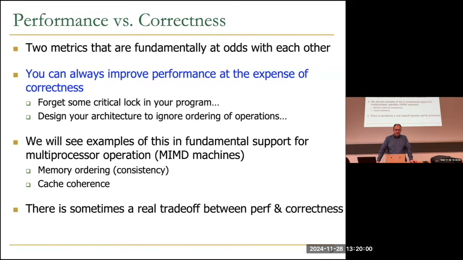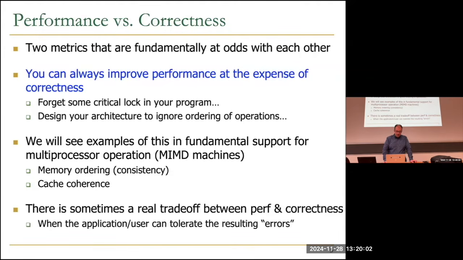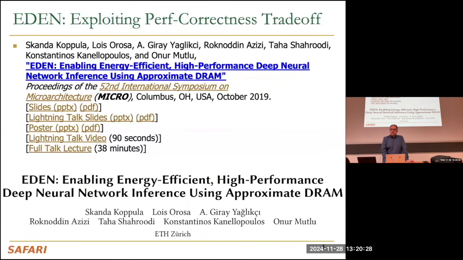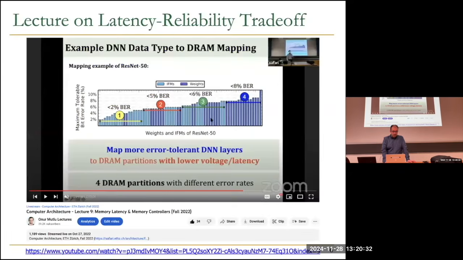Yeah, Eden, for example, is one of them. Basically we show that we can improve DRAM energy and performance by making DRAM a little bit faulty, but hopefully for those layers or parts of your data that don't need exact correction, you can use this trade-off essentially. So Eden is one of them. Heterogeneous reliability memory in DSN14 is also another one. And of course, you can check these papers. We already covered them, so if you're interested, you can take a look.